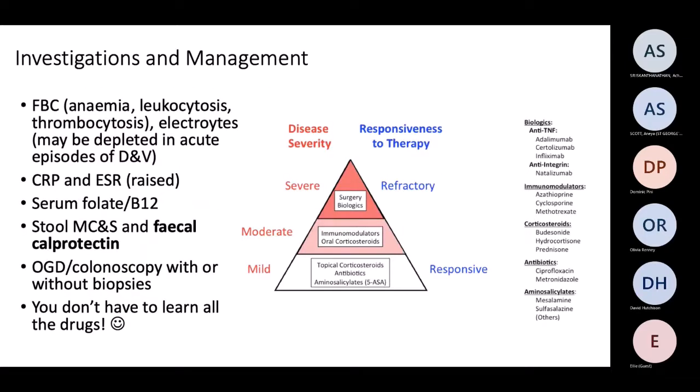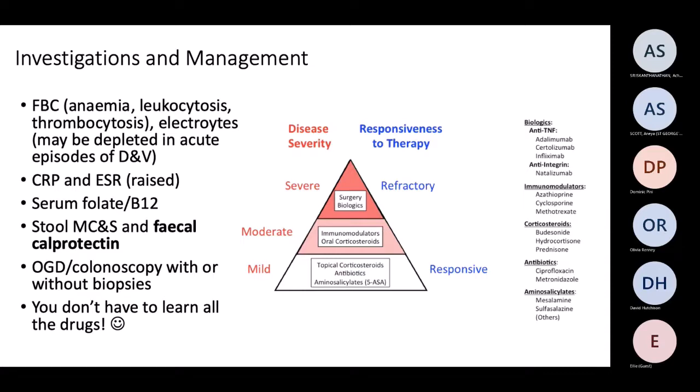So investigations that we would do. So obviously full blood count. We want to look for iron deficiency anemia if they've got ongoing blood loss. You can get excess platelets in IBD, and it often ties in with higher levels of inflammation. We want to check electrolytes. These may be depleted if they've got an acute flare-up.